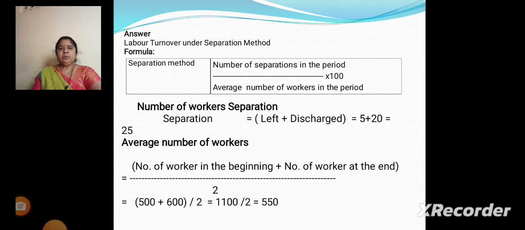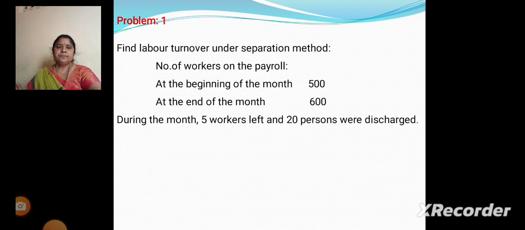Labor turnover under the separation method. First we write the formula. The formula is number of separations in the period divided by the average number of workers in the period. Separations include left as well as discharged. We go to the problem: number who left, 5 workers; discharged, 20 workers. Total separations equal 5 plus 20 equal to 25.